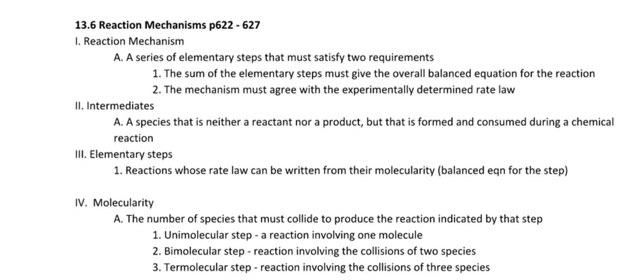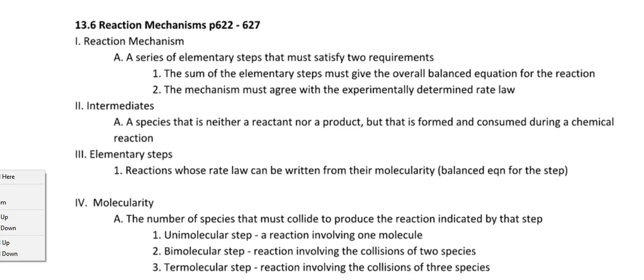We have a couple of terms. An intermediate is a species that is neither a reactant nor a product, a final reactant nor a final product, but is formed and consumed during a chemical reaction. An elementary step is a reaction whose rate law can be written from its molecularity based on the balanced equation from the step. All right, again, we'll talk about what this elementary step means. What does that mean? So what is this molecularity?